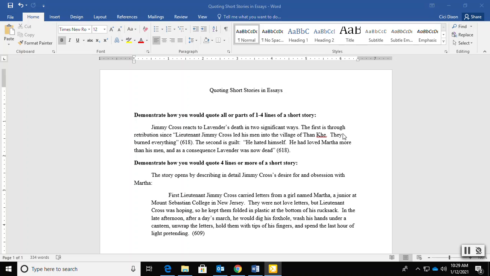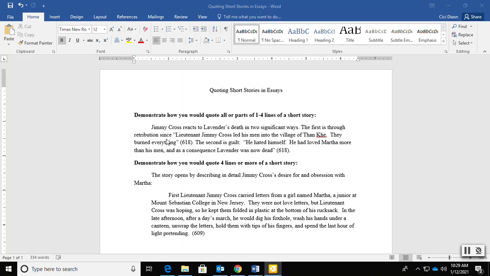Both of these quotations are connected directly to my sentence, okay? So here the quotation moves seamlessly from my clause here to here, right? It's just since blah, blah, blah. Jimmy Cross reacts to Lavender's death in 2 significant ways. The first is through retribution, since they go and burn the village, right? Now here, I'm introducing it with a colon. The second is guilt, and I give that information, okay?